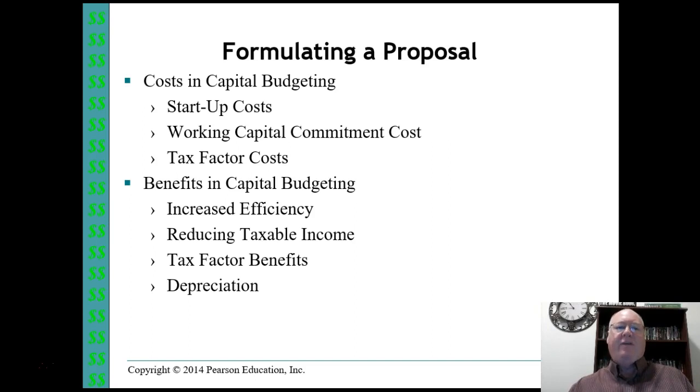You have to understand what the reduction is going to be in taxable income, and what other tax factors are going to come in with respect to benefit. And you have to understand how the depreciation, the write-off of that, is going to be. As part of that, understanding that there might be a difference between what you book for accounting purposes versus what you are allowed to declare for tax purposes. Those are important items to understand and to factor in pulling together the proposal that you're going to have.